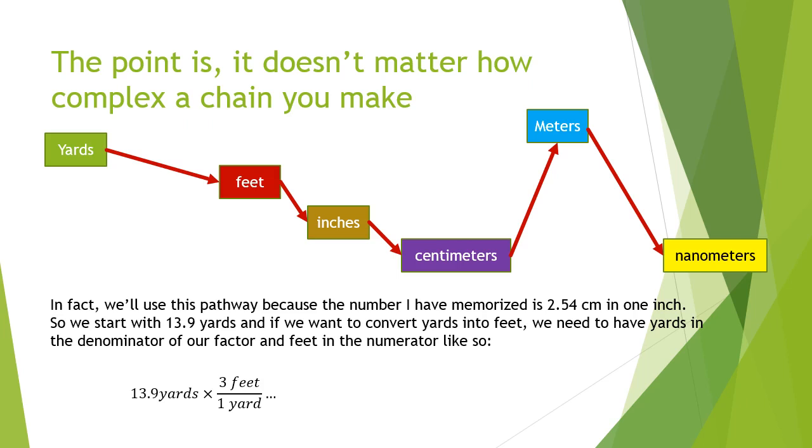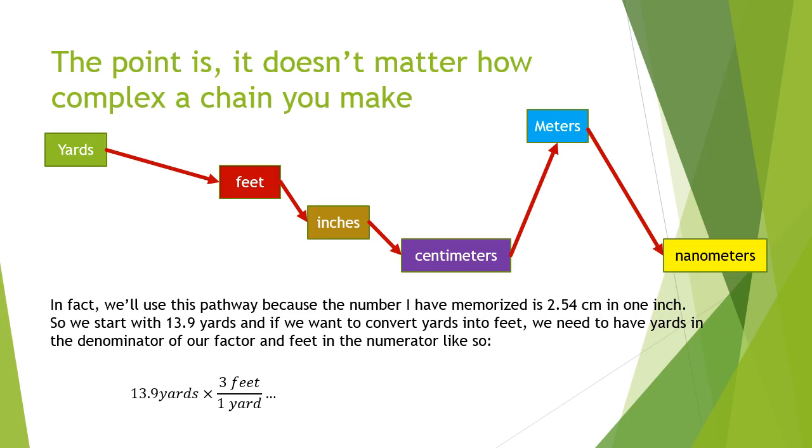So what we're actually going to do is that last method, and that's because I always remembered there's exactly 2.54 centimeters in an inch, and therefore I didn't bother memorizing any of the other conversions on metric to English lengths there. And so if we do this, what we're going to have to do is figure out a way to convert from yards to feet, then from feet to inches, then inches to centimeters, centimeters to meters, and meters to nanometers.